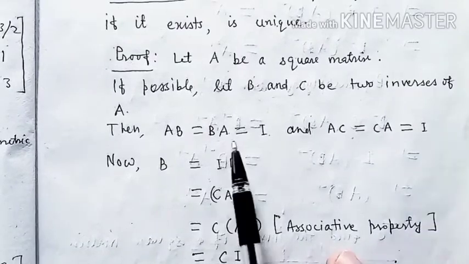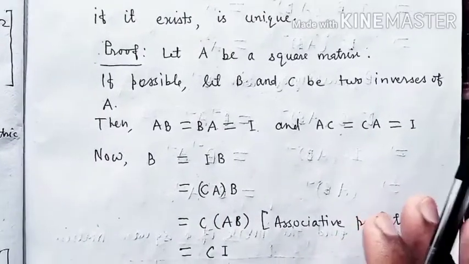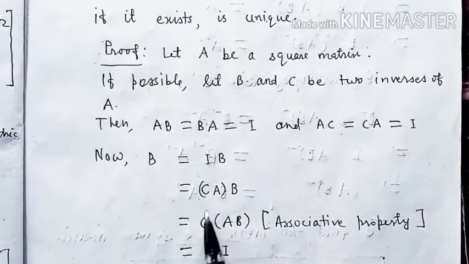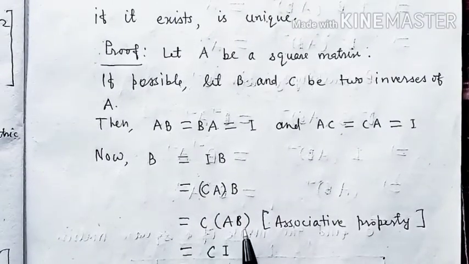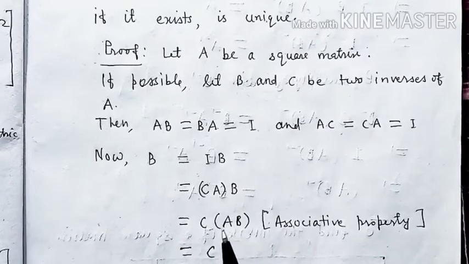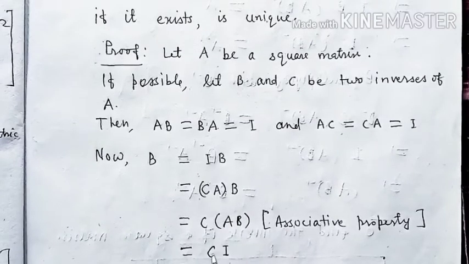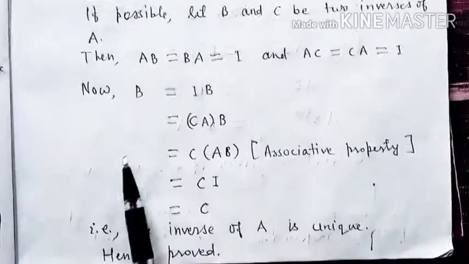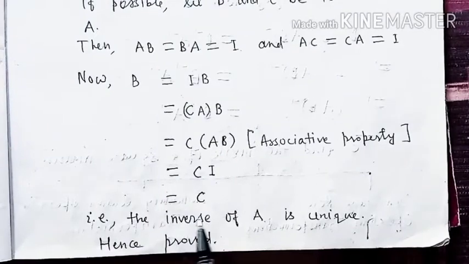Now B is equal to IB, and I is equal to CA, so CA into B, so C into AB, because we know that here we can apply the associative property. So C, we know here AB is I, so we write CI. This gives us C. That is, the inverse of A is unique, hence proved.